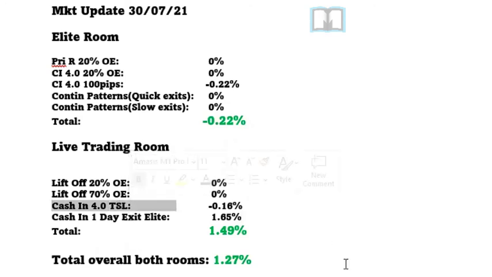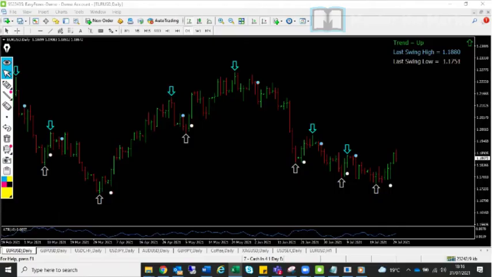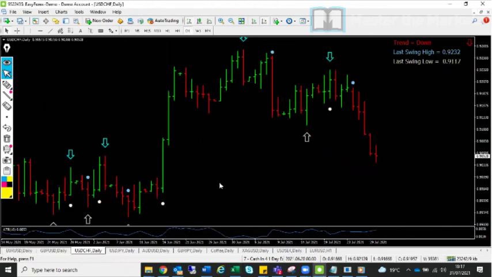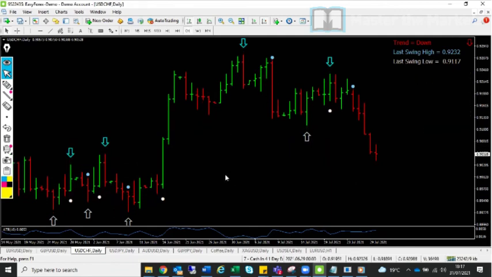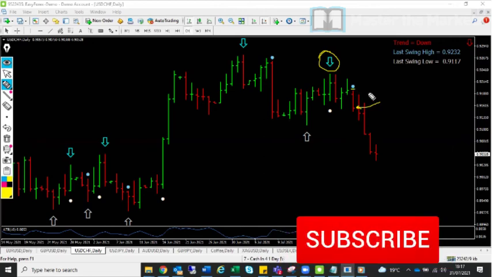Just to have a look at a couple of trades that we still have open on cash in TSL primary. We have one running on the dollar Swiss and one on the dollar yen. On the dollar Swiss, as I mentioned earlier, aiming to catch a profit from turning points in the market. As the high here confirmed, on the confirmation bar, we entered on the close of the confirmation with our stop loss at the high of the bar.